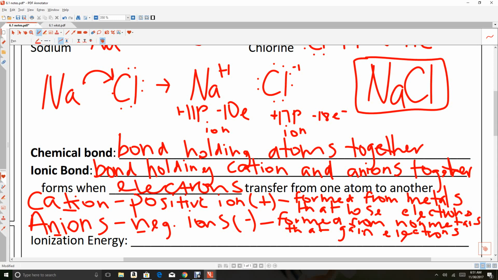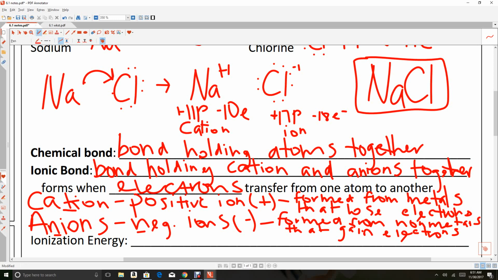Okay? Sorry, this handwriting is so bad. So nonmetals gain electrons, metals lose electrons. So if Na plus is positive, again, we have a few clues. Na is a metal. It lost an electron, and it's positive. So we have a positive metal that lost electrons. So this must be the cation.